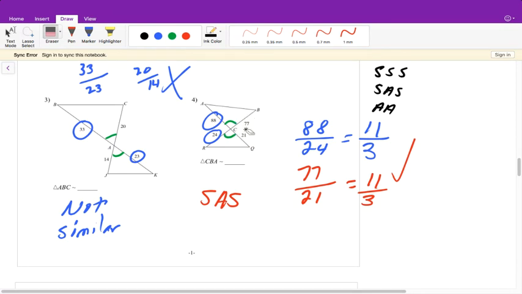And now let's go ahead and write the similarity statement. So they did CBA. Well, CBA, they went from the vertical angle through the smaller. So from the vertical angle through the smaller, so it will be triangle CQR.